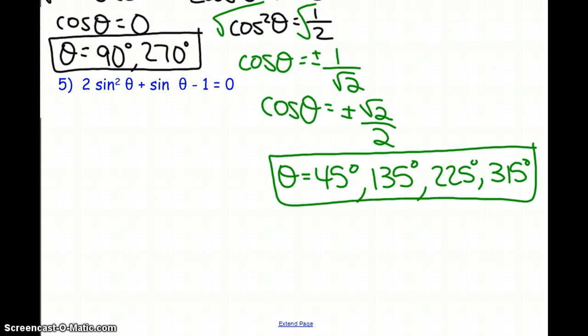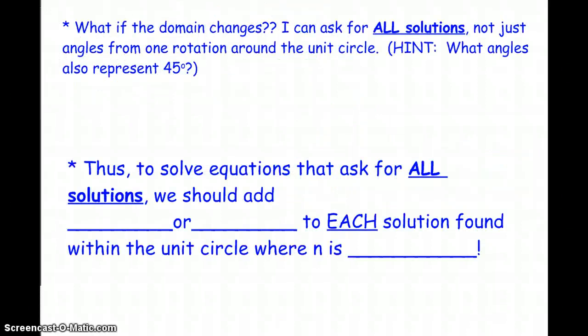Okay, moving on, we're going to skip over example 5 and just start talking about the domain. What if my domain changes? What if it asks for all solutions, not just angles from one rotation, not just from 0 to 360 or 0 to 2 pi? I want you to think about just 45 degrees. What other angles represent 45 degrees? Or in other words, coterminal angles.